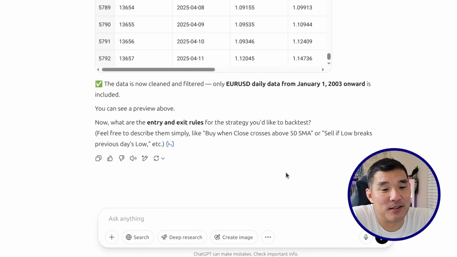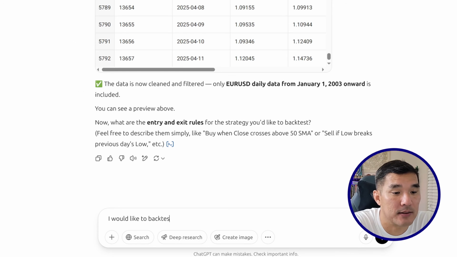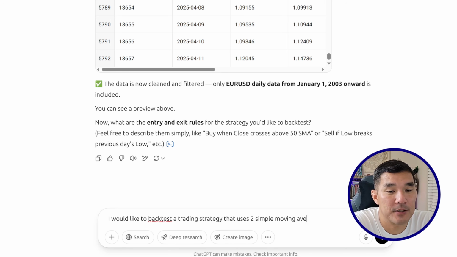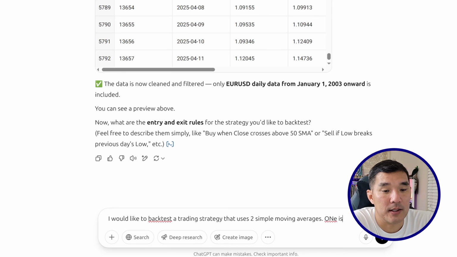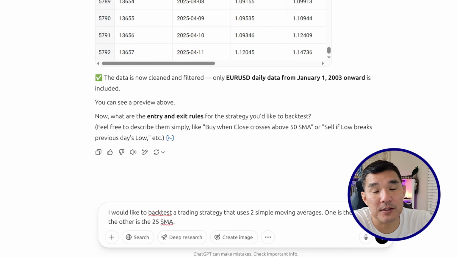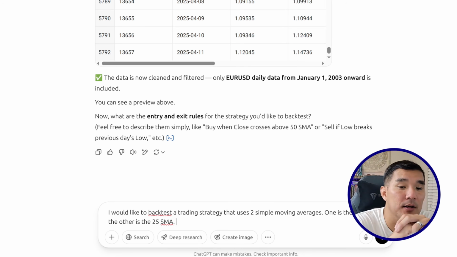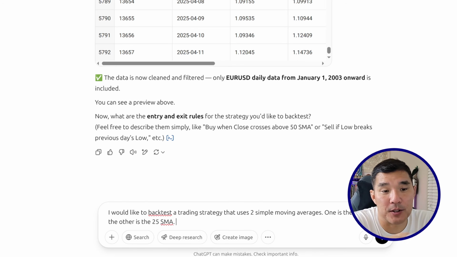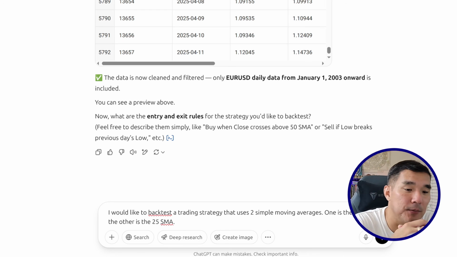So now I'm going to explain to ChatGPT the strategy that I want to backtest. So I'm going to say I would like to backtest a trading strategy that uses 2 simple moving averages. One is the 8 SMA, and the other is the 25 SMA. And it will understand the SMA abbreviation, so you can go ahead and use that. If you're not sure if it understands it or not, be sure to ask, and it will tell you.